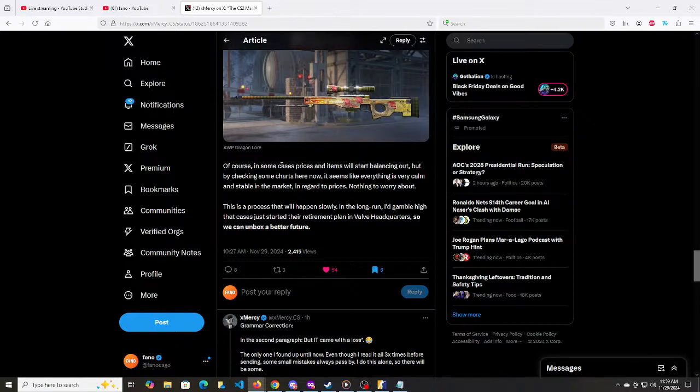Of course, in some cases, prices and items will start balancing out, but by checking some charts here now, it seems like everything is very calm and stable in the market in regards to prices, nothing to worry about. This is a process that will happen slowly in the long run. I'd gamble high that cases just started their retirement plan in Valve headquarters so we can unbox a better future.